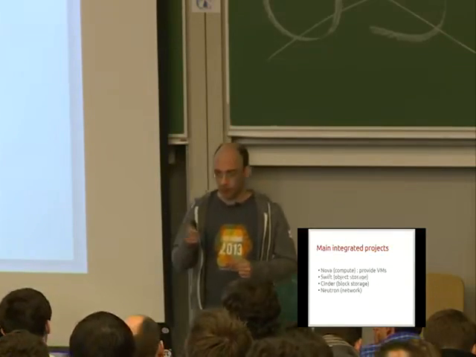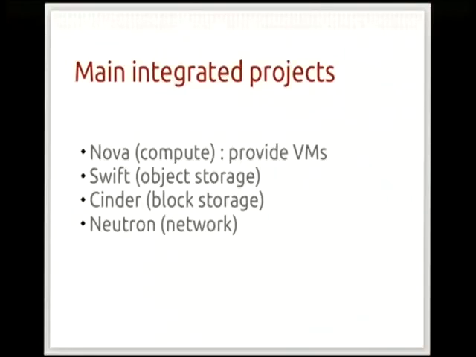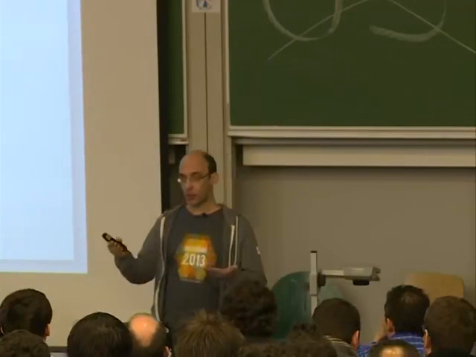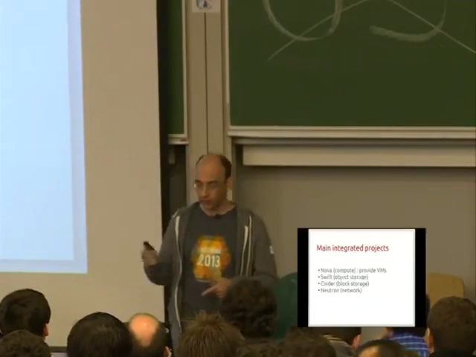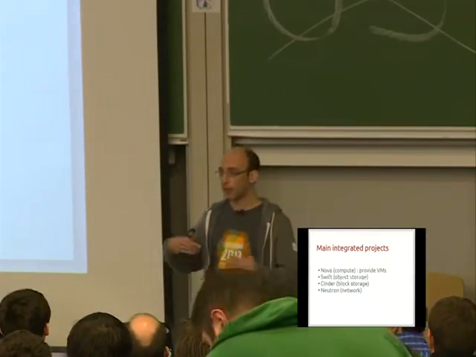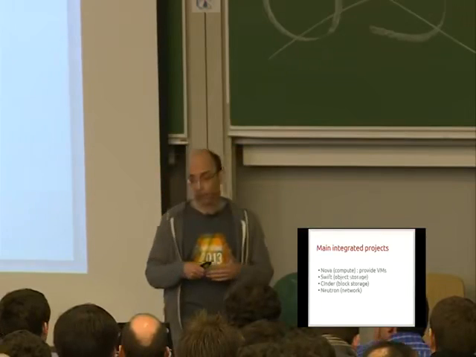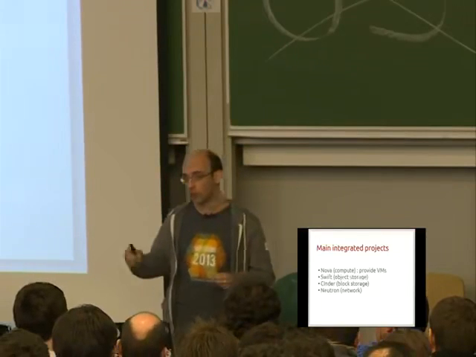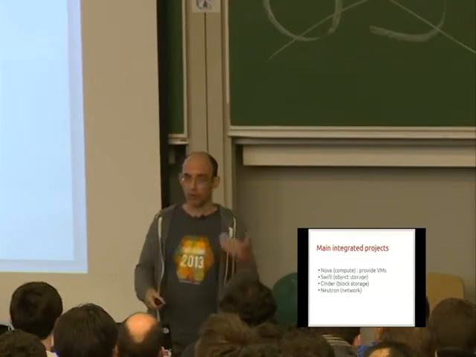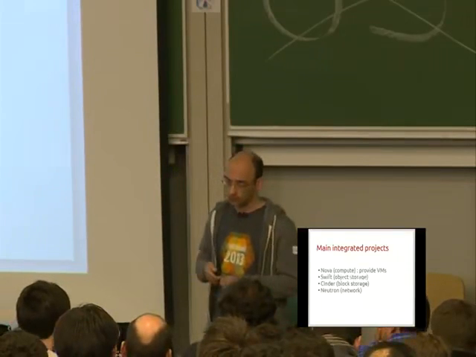So let's look at them in more detail. The main integrated projects are Nova, which is VMs as a service: you have an API, you get a VM back, and you can develop stuff on it. Swift is object storage, so that's file storage, blob storage in a redundant fashion. Cinder is block storage as a service, so you get back block devices. Neutron is all network resources, so it can be network segments, ports, firewalls between them, VPNs, load balancers, that kind of stuff.